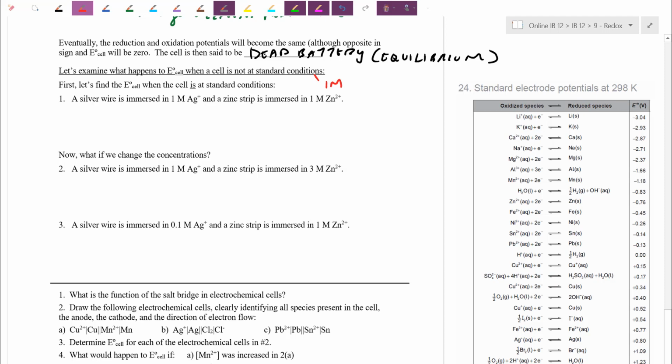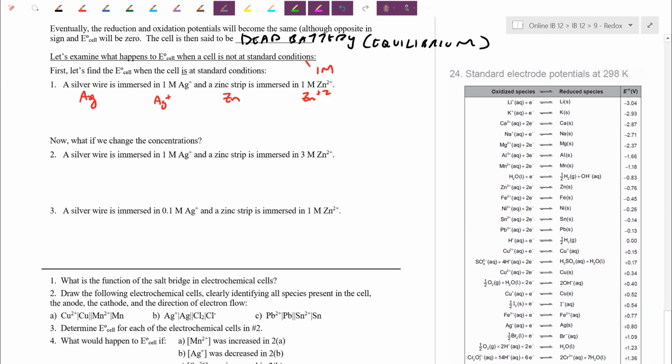So what we have in this first description here, we have a silver wire. So I'm just going to make a list of what we have. We have silver solid. We have silver ions in solution, Ag+. There probably is some counterbalancing ion, but they're not telling me what it is. It's immersed. And there's also a zinc strip, so zinc solid and Zn plus 2. I made a list of all my ions.